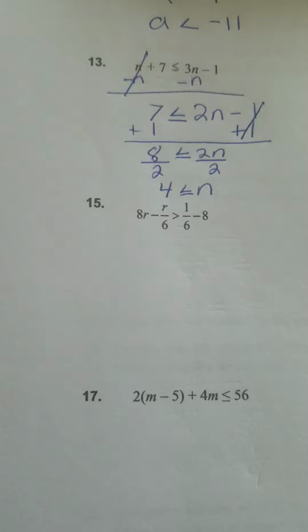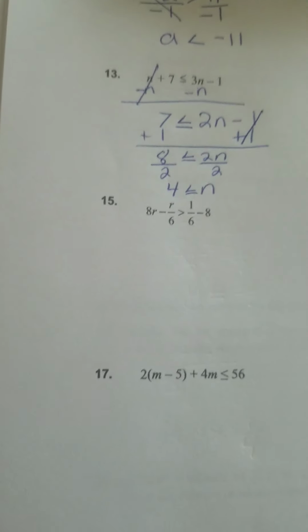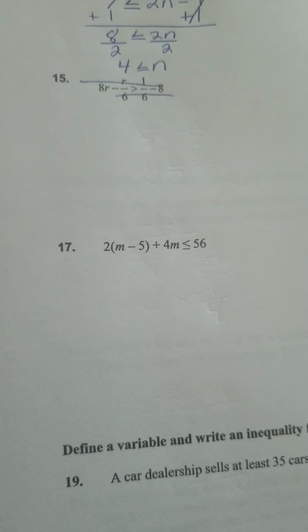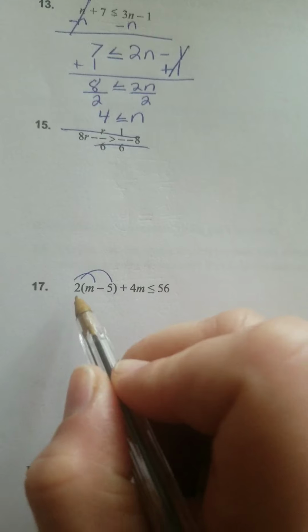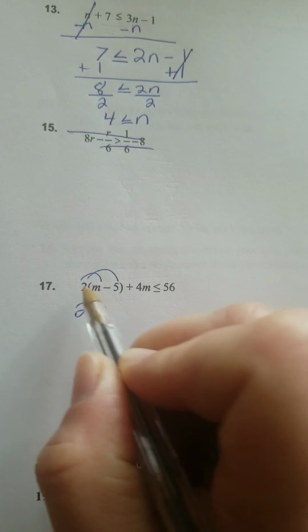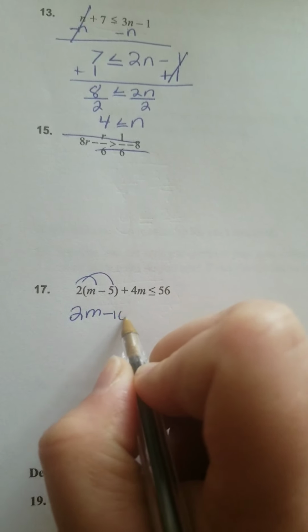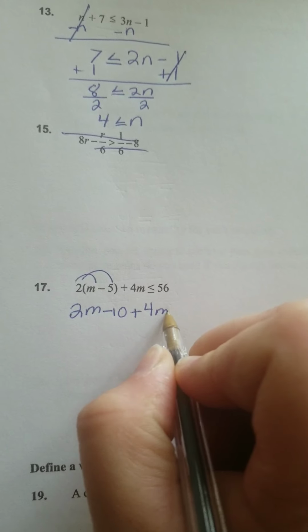Question 15, you can cross out and skip our fraction questions. So jump down to 17. We have a set of parentheses. We're going to distribute that set of parentheses. 2 times m and 2 times -5. Bring down everything else.